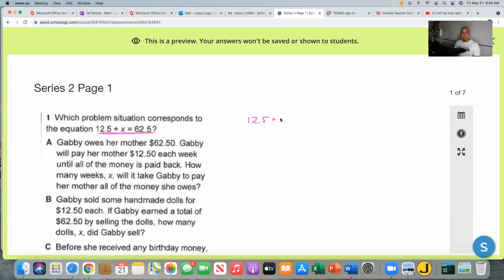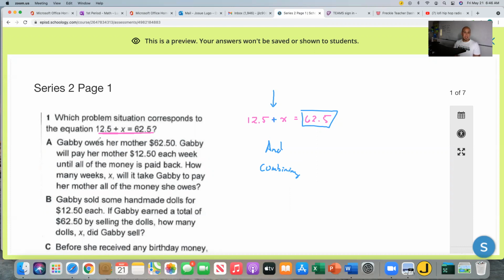12.5 plus x is equal to 62.5. Now, ladies and gentlemen, what is the operation that we are doing? Okay, obviously we are adding. This is addition, right? We are adding 12.5 and something else to get to 62.5. So we need to see which of these situations involves adding. You know, we're combining something and something else. It could be a word that we're looking for. Maybe we're combining two things, or we're adding two things. We're putting two things together.